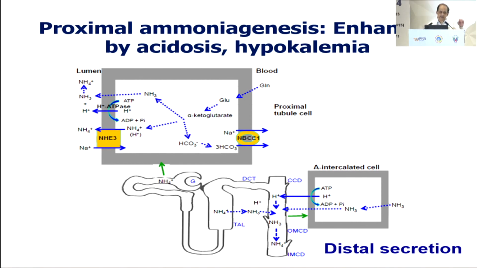Now when it comes in contact with hydrogen ions that are being secreted by the alpha intercalated cell, as you can see here, it comes out finally in the urine as ammonium. So there is a lot of recycling of ammonium. There is a proximal ammoniogenesis and a distal secretion. And clearly this does get affected by acidosis and alkalosis as well. We know that when you get hyperkalemia, the ammoniogenesis is reduced. So hyperkalemia leads to acidosis and vice versa.